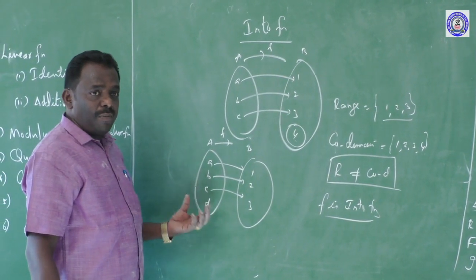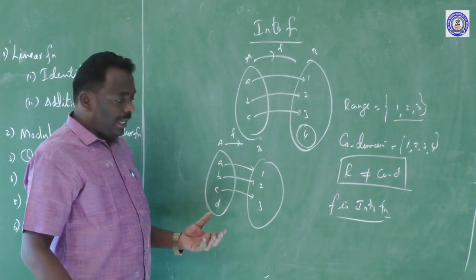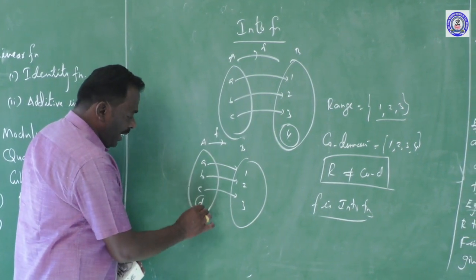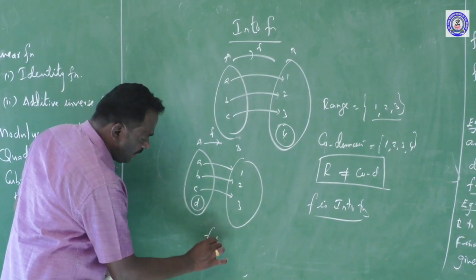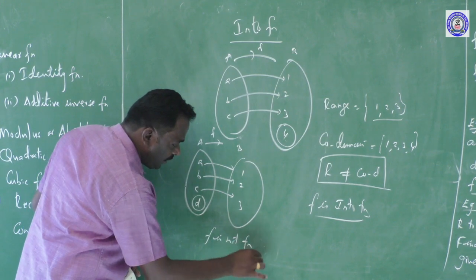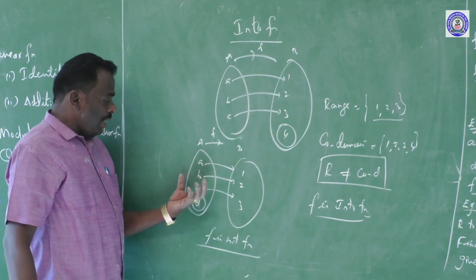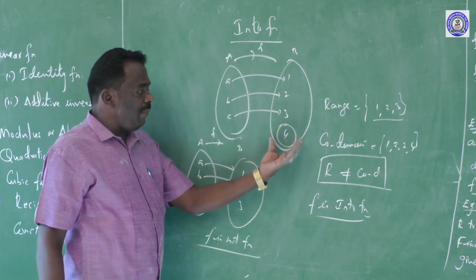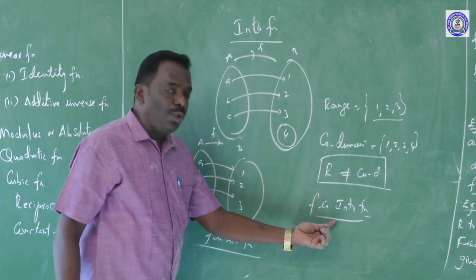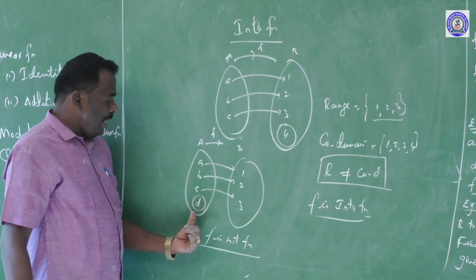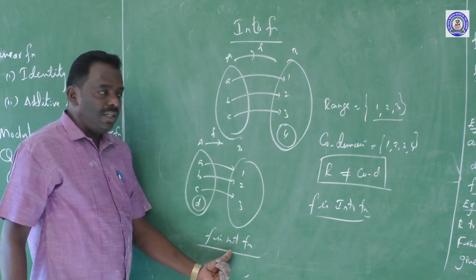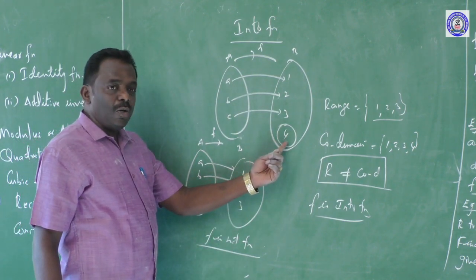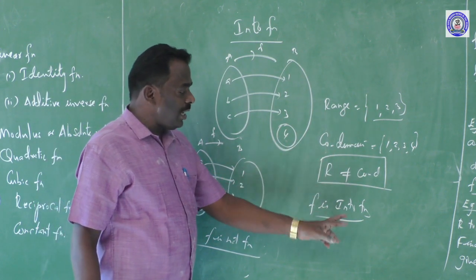In this arrow diagram, any elements remaining in the domain mean F is not a function. If any elements are remaining in the domain, it is not a function. But if any elements are remaining in the codomain, it is called into.